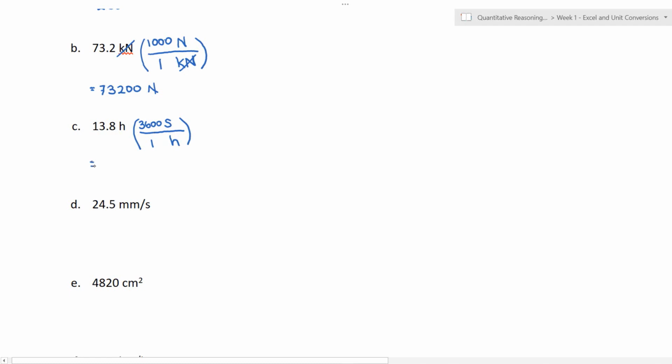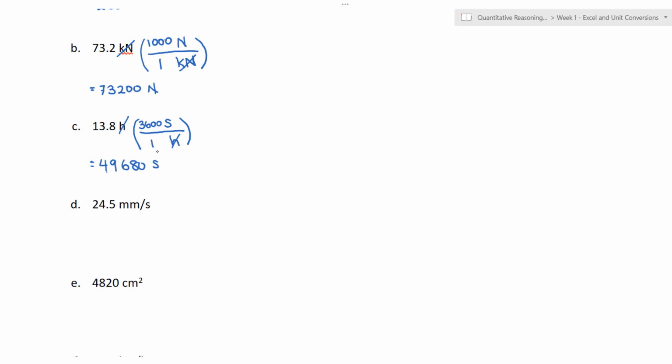So I'm going to type this on my calculator. I have 13.8 times 3,600. I can divide by 1 if I want, but that doesn't change the answer. And I get 49,680. My hours cancel out, and I'm left with seconds. Okay, in order for something to cancel out, the same value, so hours, has to be in the numerator on the top and in the denominator on the bottom. They wouldn't cancel out if they were both on top, for example.